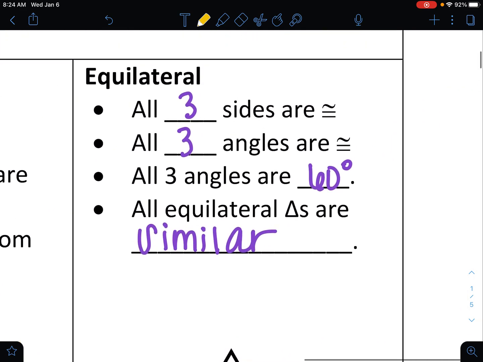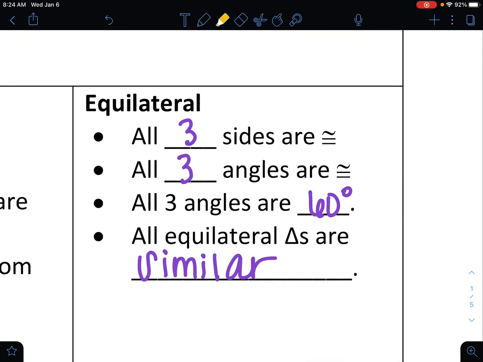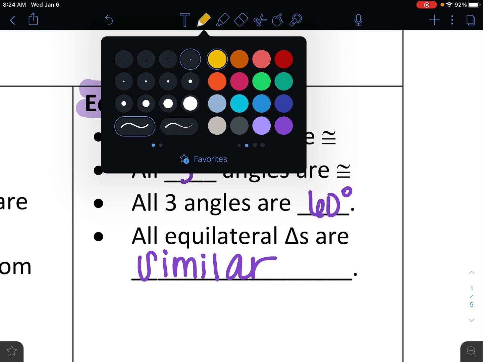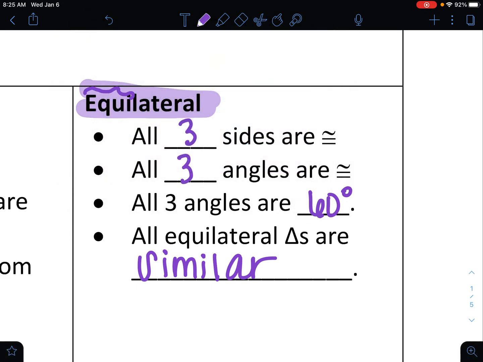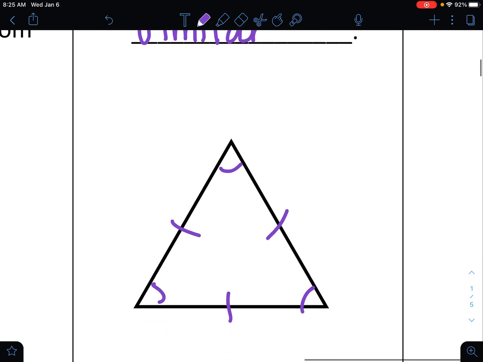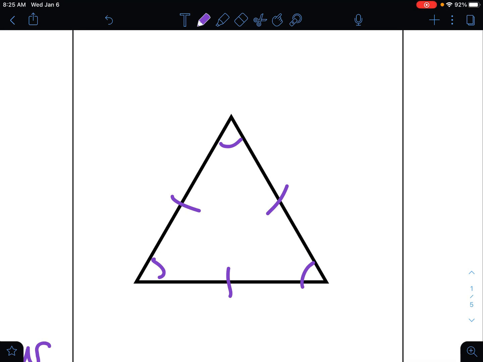The next classification is equilateral triangles, and that one's pretty easy to remember. Equilateral just means equal sides. Equi means equal, lateral means side, so they have equal sides. All three sides are congruent, all three angles are congruent, all three angles equal 60 degrees, and all equilateral triangles are similar. So you have your example down here, and this could be 60, this could be 60. This will always be 60.